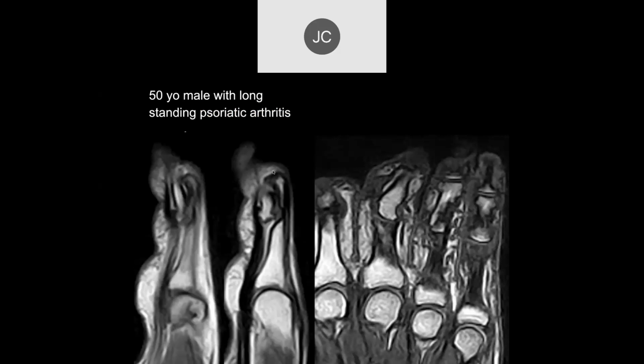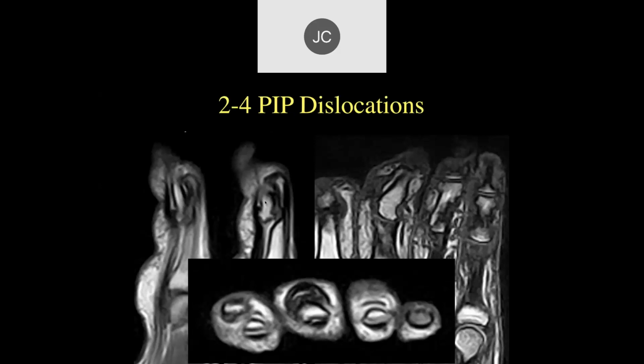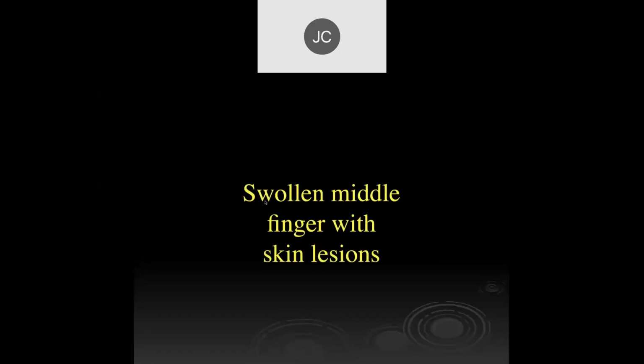And here we're seeing that subluxation, which we see typically in the metacarpal phalangeal joints in rheumatoid disease. You can see it in the interphalangeal joints with psoriatic arthritis. So psoriatic arthritis tends to involve the interphalangeal joints, whereas rheumatoid disease involves the carpal bones and the metacarpal phalangeal joints.